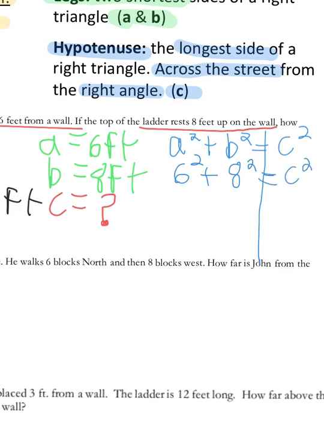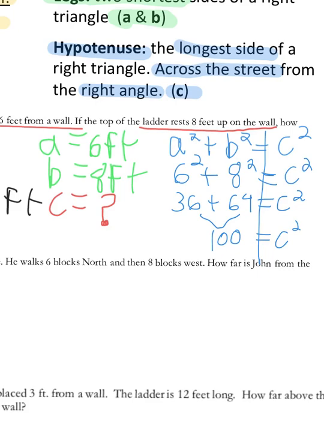Well, look at your square chart. What's 6 squared? 36. What is 8 squared? 64. Equals, bring everything down. You want to combine these like terms first. 36 plus 64. Plug that into your calculator. What does that give you? 100.